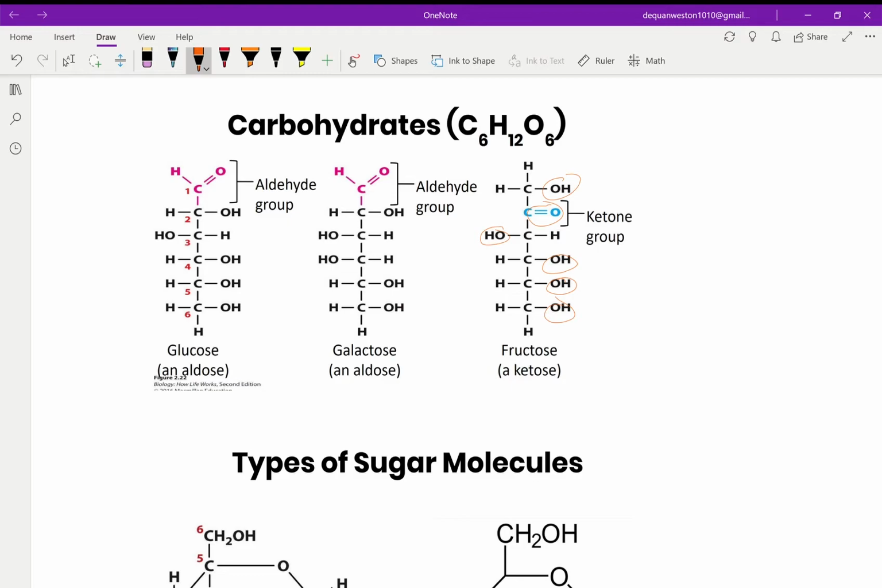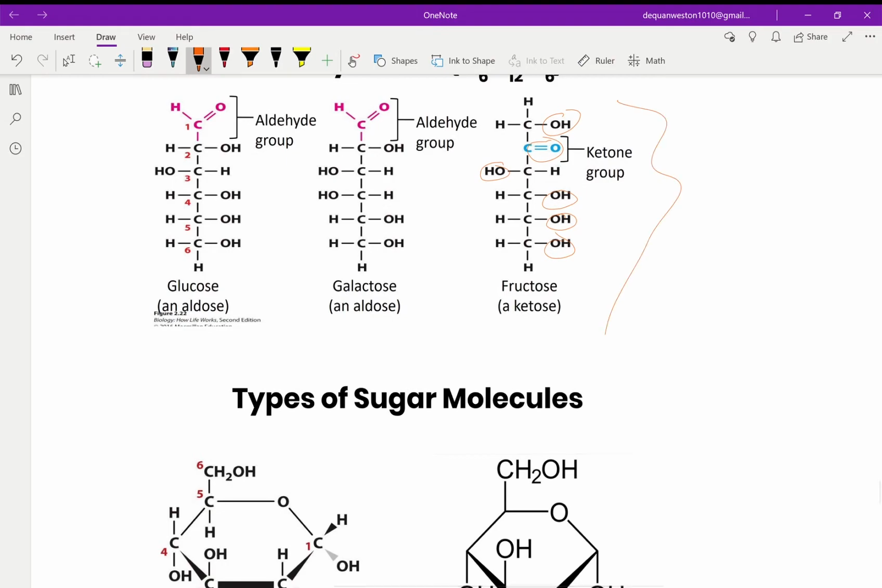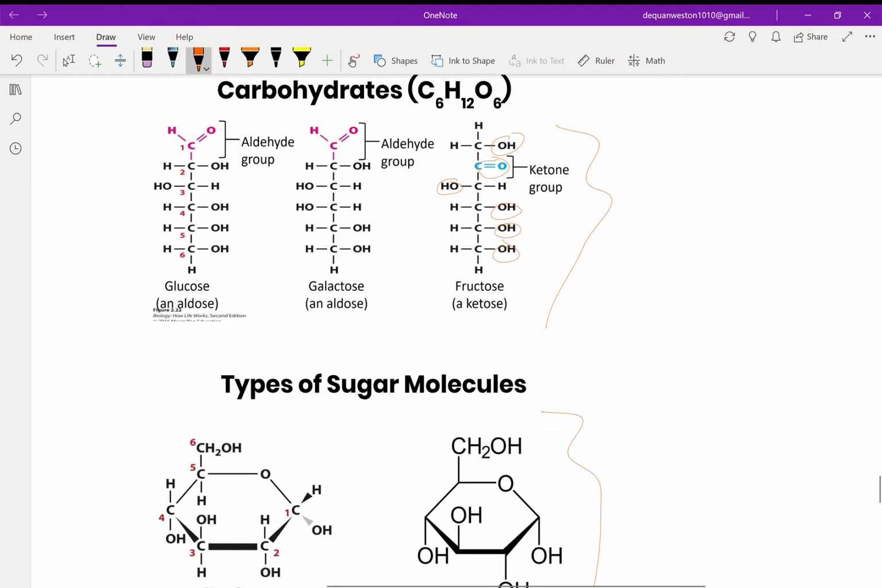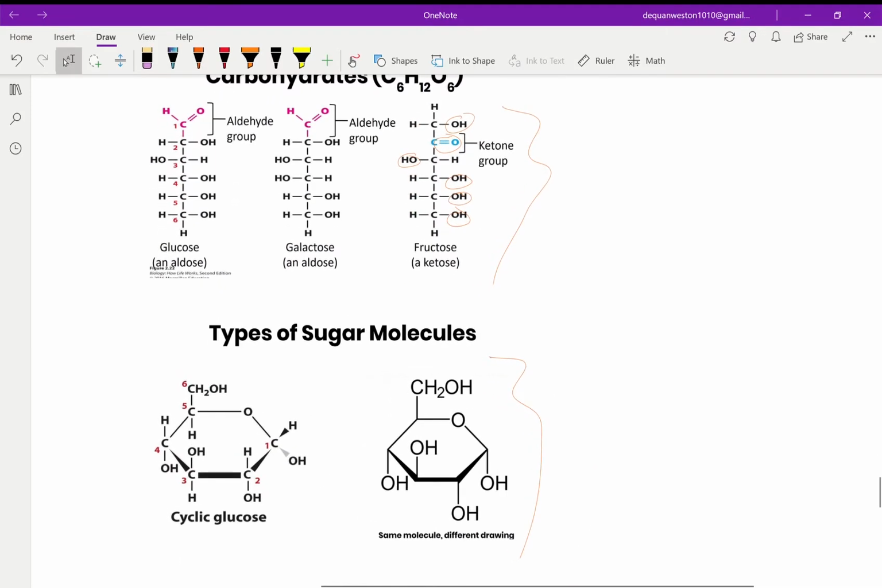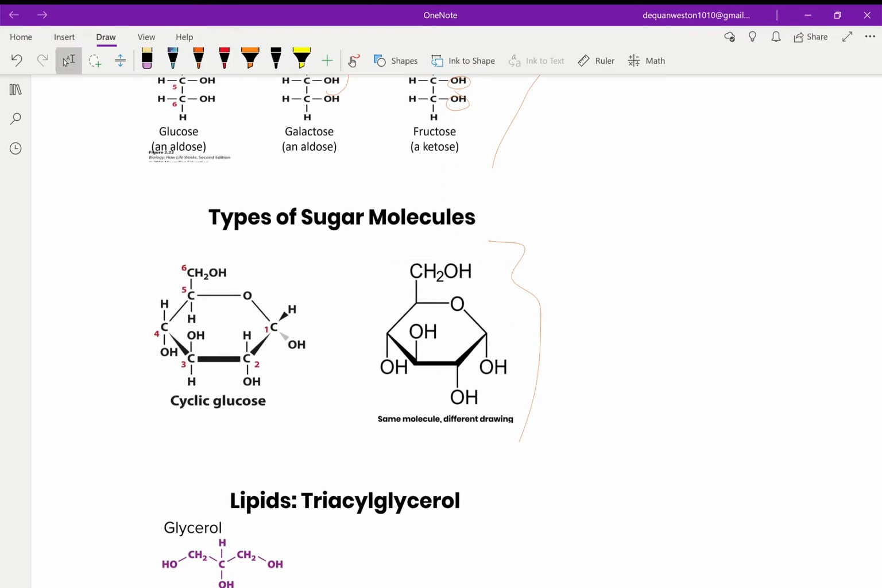Also know these structures. Memorize what this looks like. Trust me, you'll want to memorize what these structures look like. We have a linear structure, and then we have cyclic structures. These aren't the same, but they fold up. So basically this folds up into there, and it creates this structure. Know what these look like.